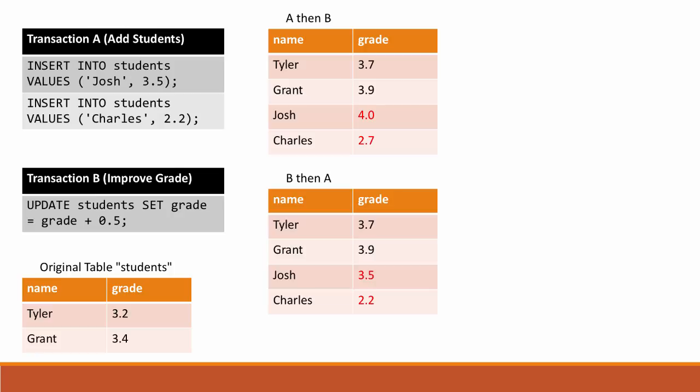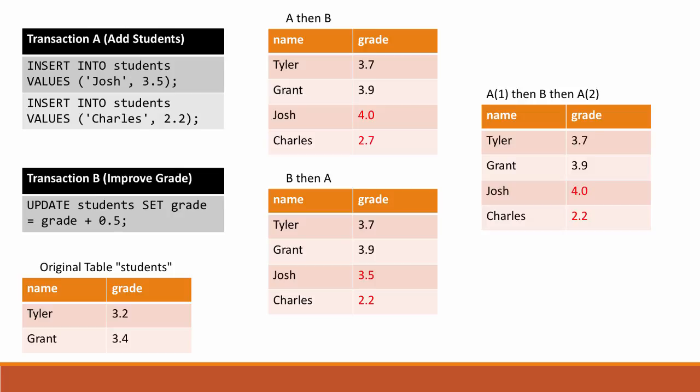Of course, the other ordering could happen. You could have B then A, in which case Tyler and Grant's grades got bumped up, but Josh and Charles's grade did not. Both of these are, once again, acceptable because you're allowed to reorder transactions. If you have two transactions that occur at the same time, you can do A first or you can do B first. However, you could also get this happening.